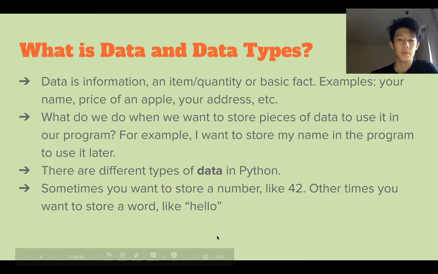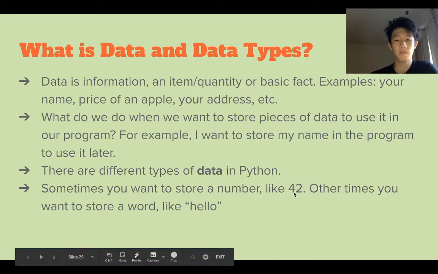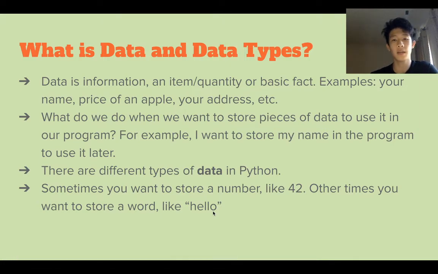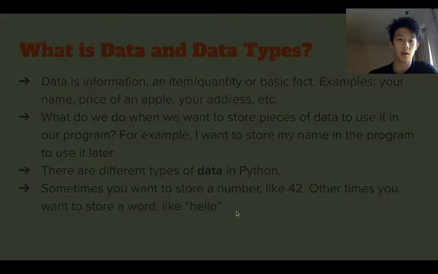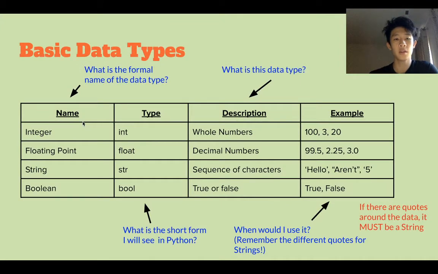So for example, here we have the number 42, and we have the word hello. In Python, these are two different data types, which I'll be going over here. So here are some basic data types. There's the integer, which is called int when you type in Python, and they are just basically whole numbers such as 1, 2, 3, 4, 5, 100, 3, and 20. They're all integers. And that number 42 before was an integer.